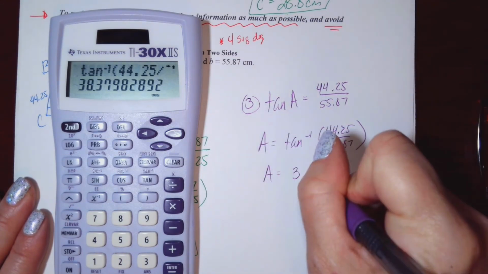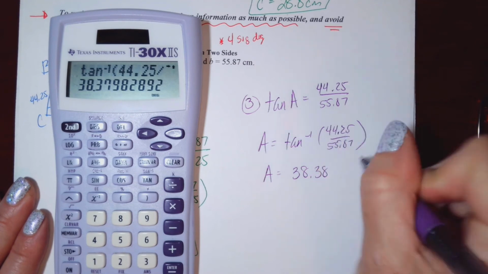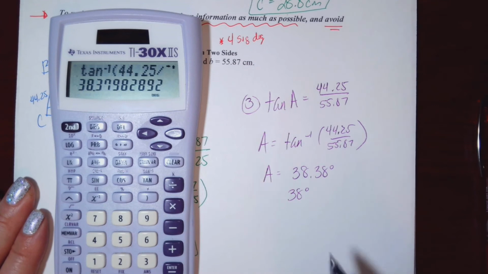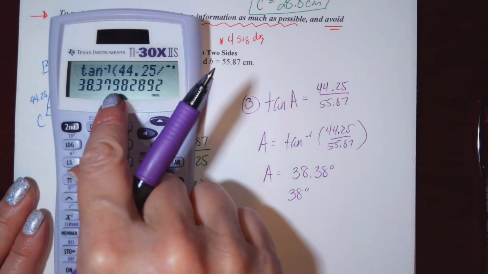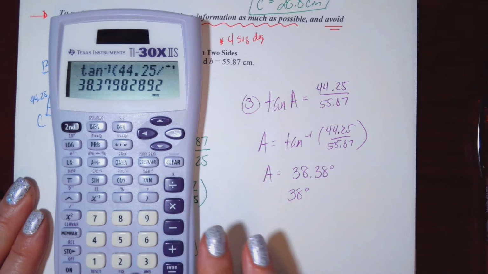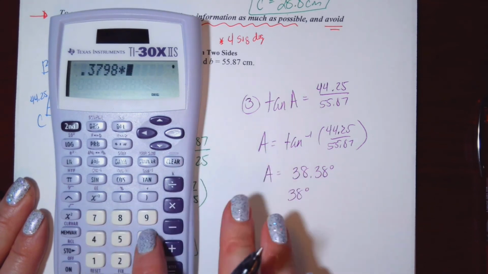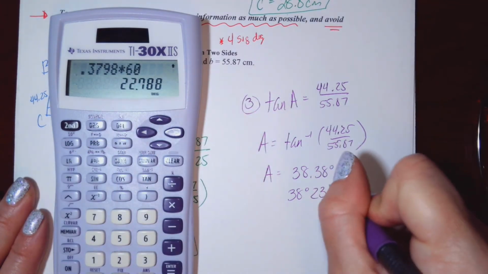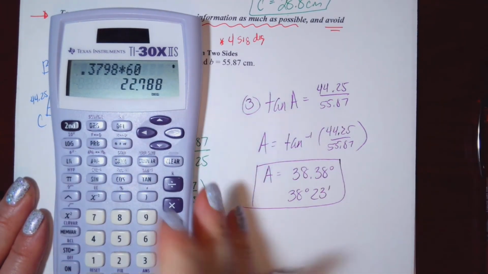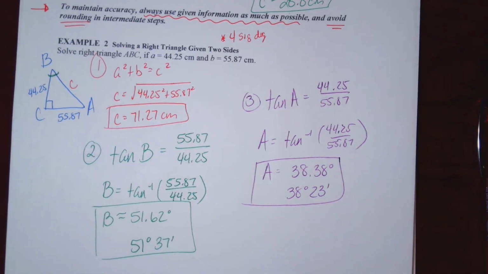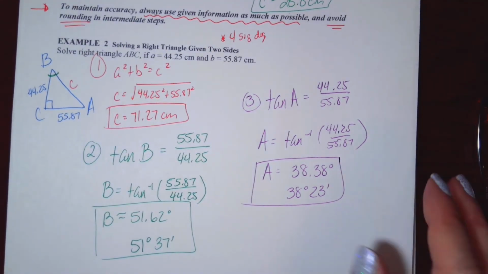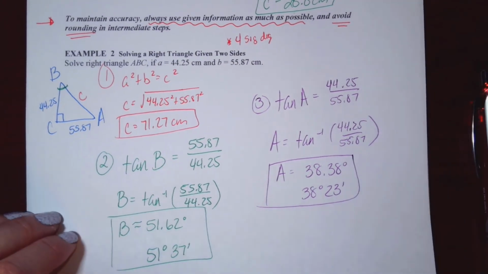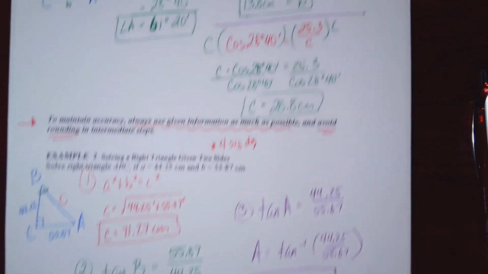Angle A is 38.38 degrees. If I wanted to do degrees and minutes, I would take that 0.3798 times 60, and it gives me 23 minutes. Rounding to 4 significant digits is rounding to the nearest minute. Alright, and that's how we solve a triangle. When you start with a triangle, you're going to start with 3 pieces of information. To solve it, you find the missing 3 pieces of information.